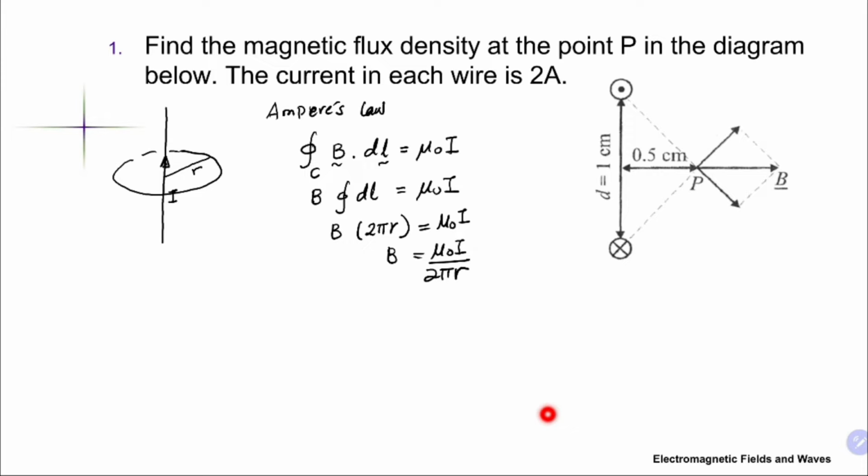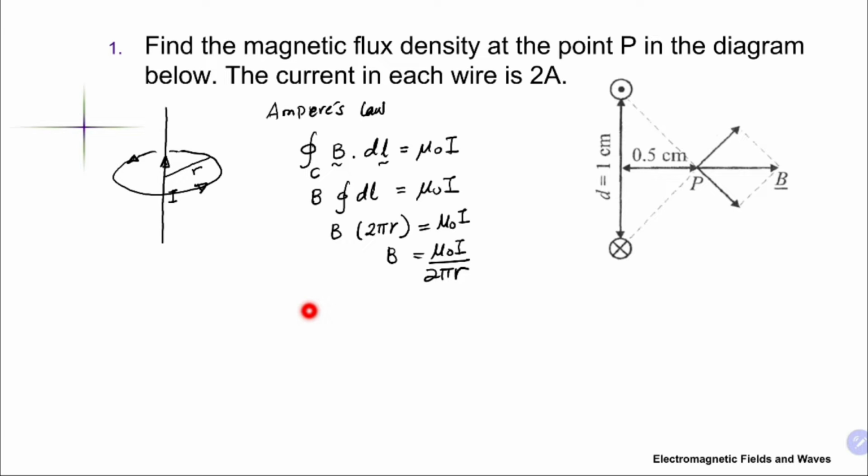In that diagram, the current is going upwards. So take your right hand, wrap it around the wire, and the fingers wrapping around it will be the direction of the magnetic flux. So in this case, the magnetic flux will go counterclockwise. That is based on Ampere's law. We know that the magnetic flux density is equal to mu naught I over 2 pi r.